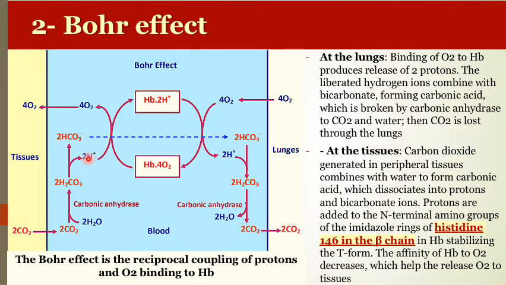Hydrogen ion, which comes from breaking of carbonic acid, binds to hemoglobin to reform the chemical bonds between the two dimers of hemoglobin, because as I said, the two dimers are linked by hydrogen bonds and ionic bonds. This is the Bohr effect, reciprocal binding of oxygen and protons. When oxygen binds to hemoglobin, protons leave.